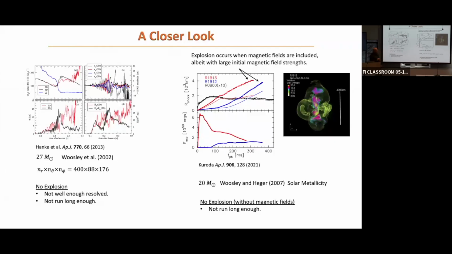On the other hand, when he included magnetic fields, in both cases, starting with initial field strengths of 10 to the 12 and 10 to the 13 Gauss, which are rather large, he did see explosions. So I wanted to show this as another indication of needing to run the models longer before we can conclude whether there's explosion or failure here. But I also wanted to show it by virtue of the fact that he includes magnetic fields to demonstrate that in this particular case, even in the first 400 milliseconds, magnetic fields have a qualitative impact on the model. So magnetic fields are important.